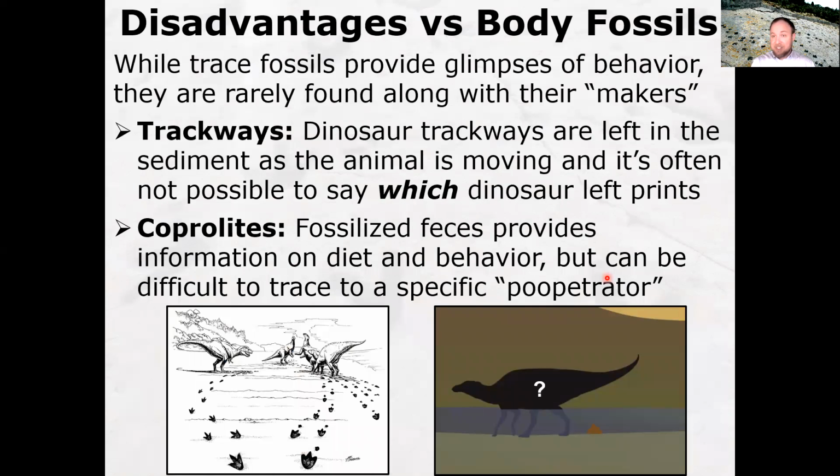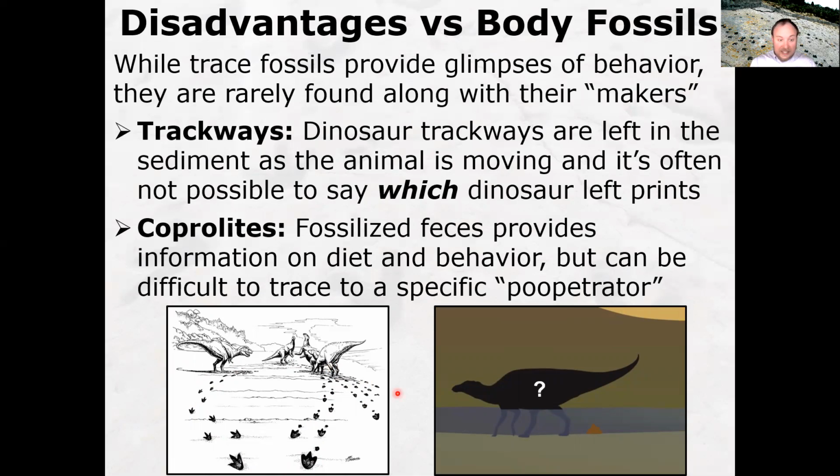Some disadvantages: footprints are really good indicators of behavior. It's often our only glimpses into behavior. Coprolites provide really good insights into diet and behavior, but they're rarely found with their makers. So this is an example here of a theropod dinosaur making theropod footprints, and an ornithischian dinosaur making ornithischian footprints, hadrosaur.